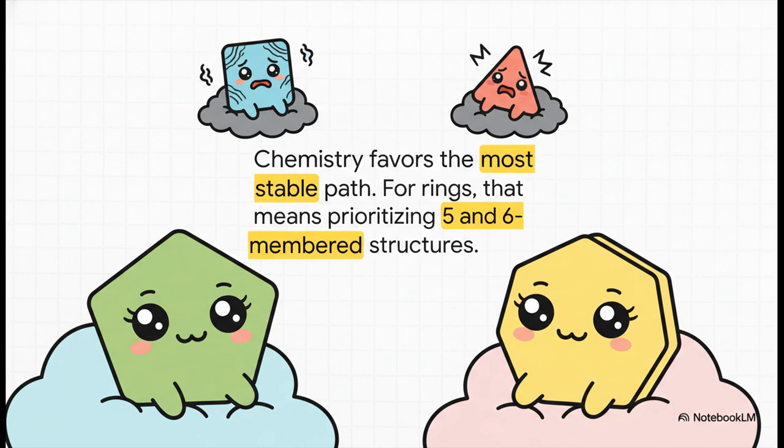First things first, ring size is king. Chemistry at its heart is all about stability. And when it comes to forming rings, not all sizes are created equal. The most stable, happy, low-strain rings are 5- and 6-membered rings. So your very first move is to look for a reaction path that can create one of those.